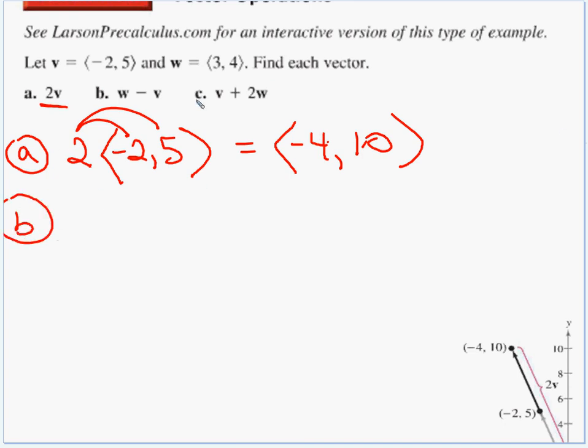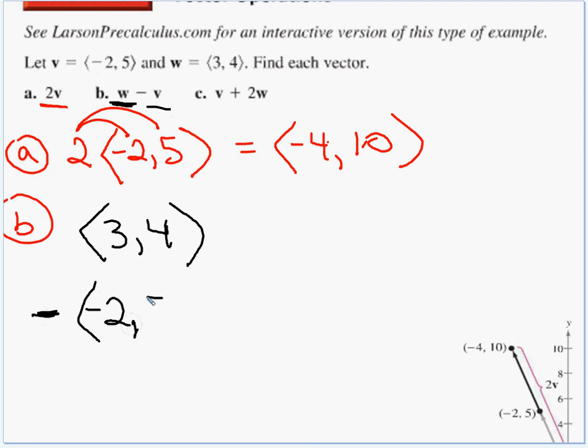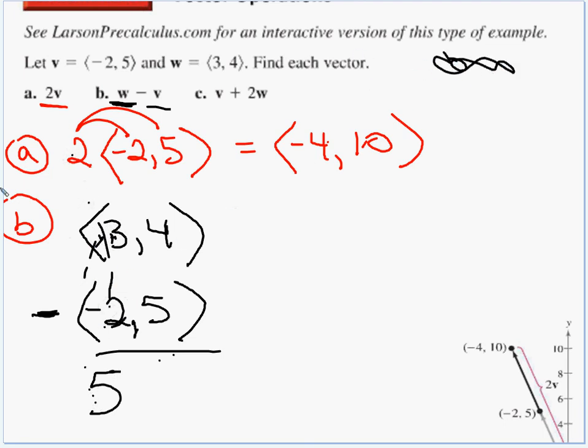B. We're going to subtract. Order is important, so here's vector w. I'm going to write it like this, 3, 4. And we are going to subtract vector v, negative 2, 5. Now, if you want, we can distribute the negative and then add. So if we distribute here, this will turn into a plus 2, and we can add those and get 5. If we don't distribute, that would just be 3 minus a negative 2. Distribute the negative here, so this will be a negative 5. 4 minus 5 is negative 1. So there's our new vector.